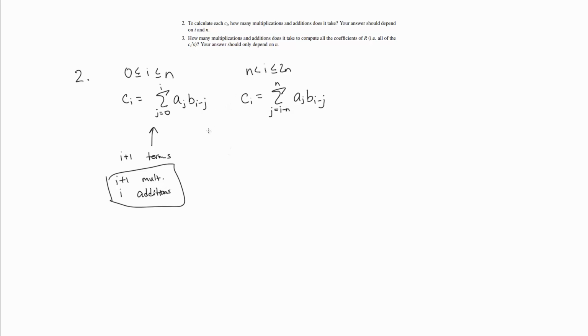For i between n and 2n, we have the sum of n minus (i minus n) plus 1 terms. This is equal to 2n minus i plus 1 multiplications. Summing up 2n minus i plus 1 terms requires 2n minus i additions.